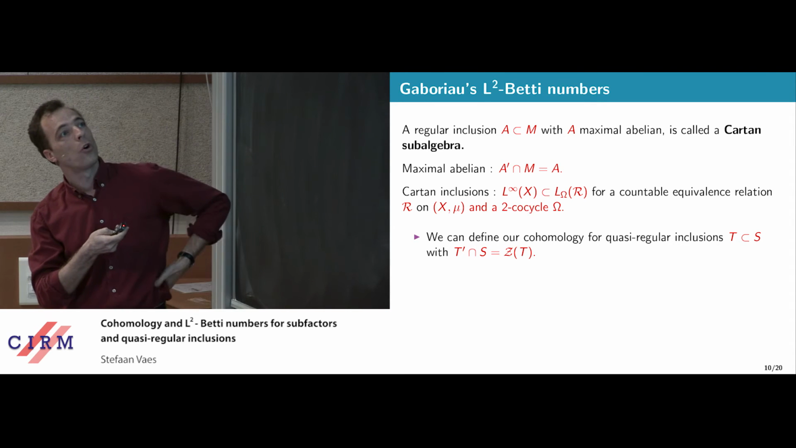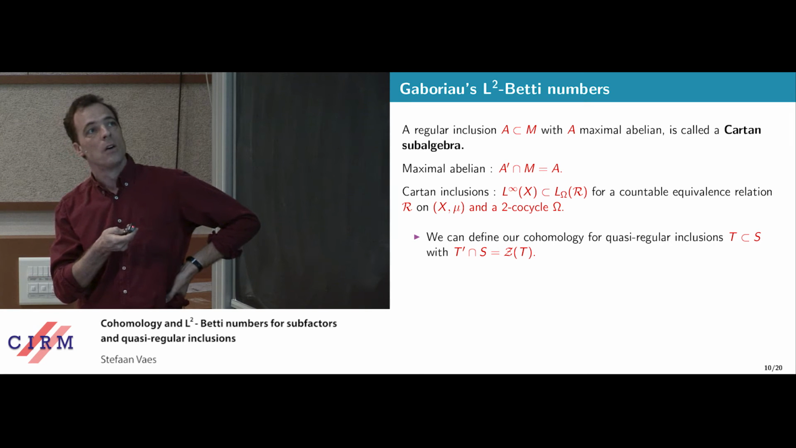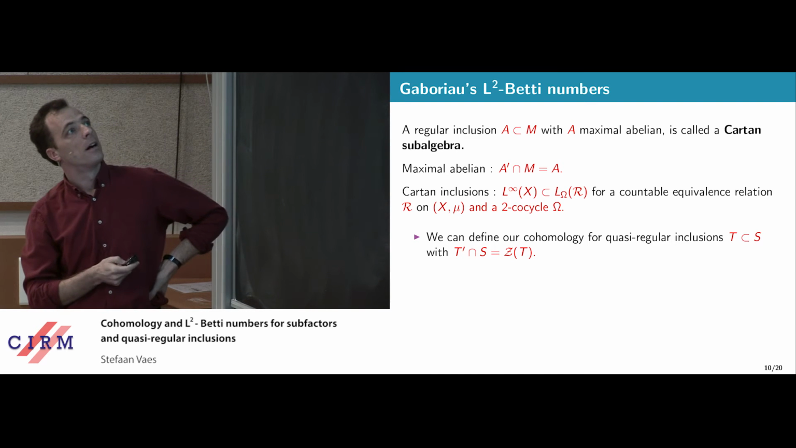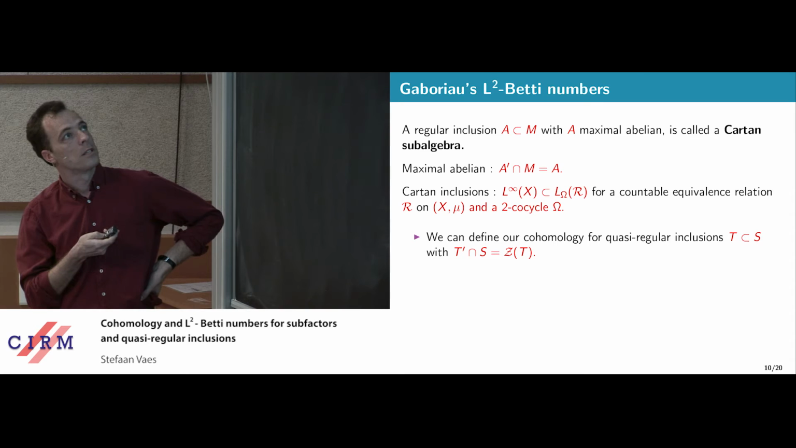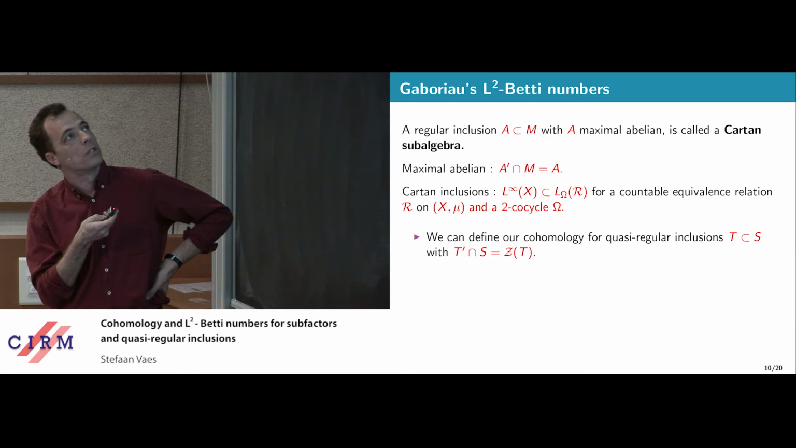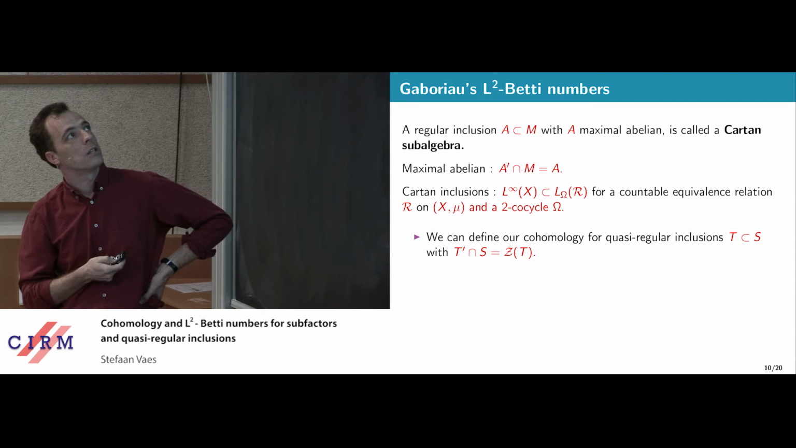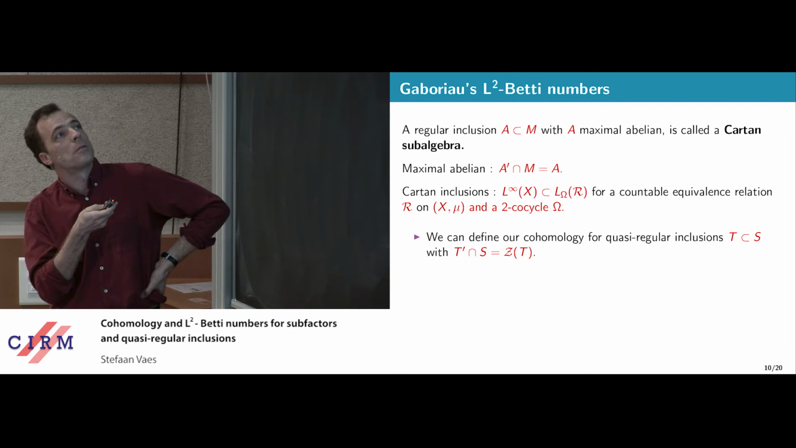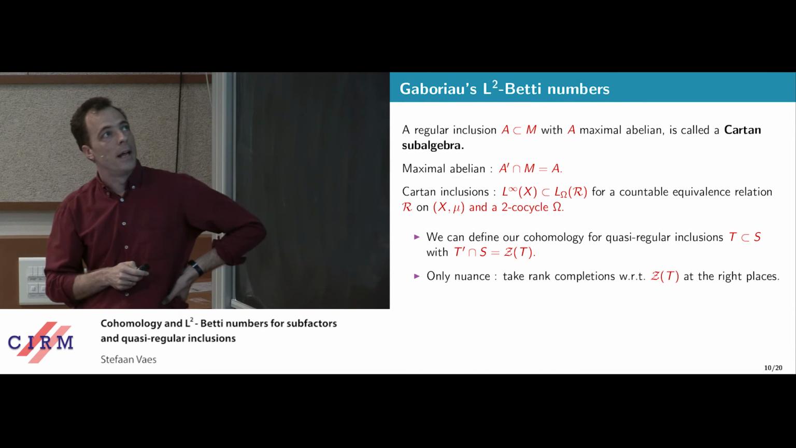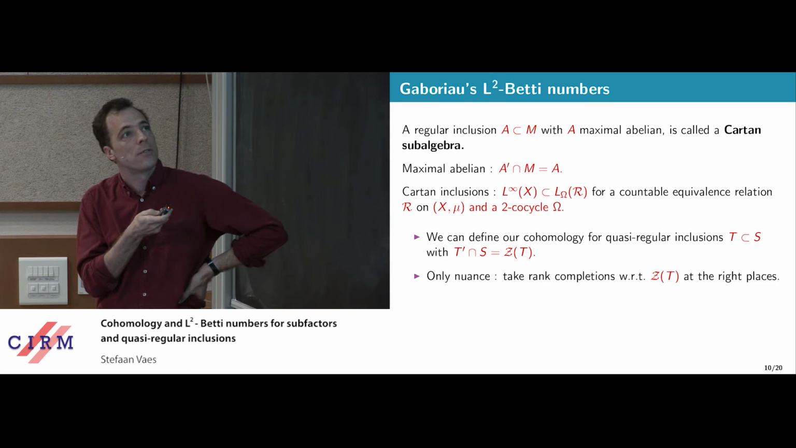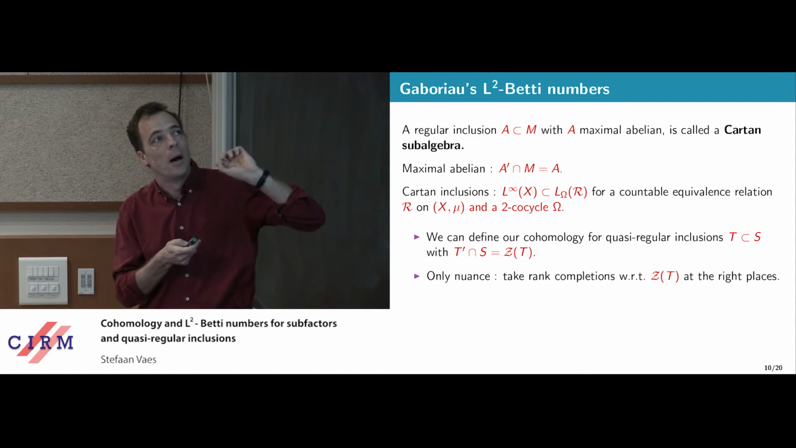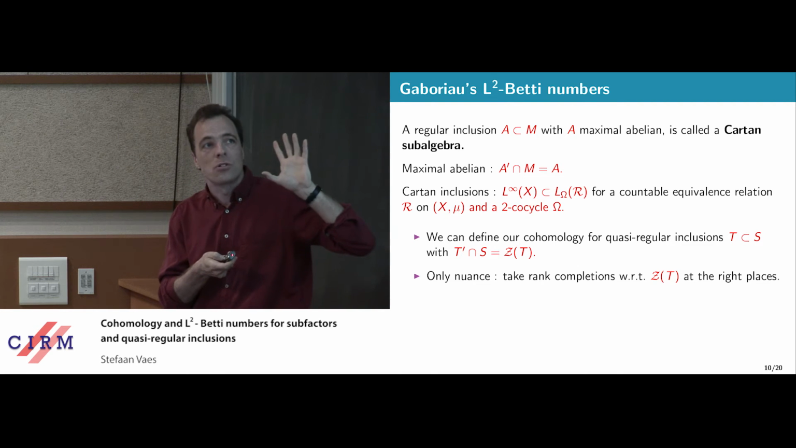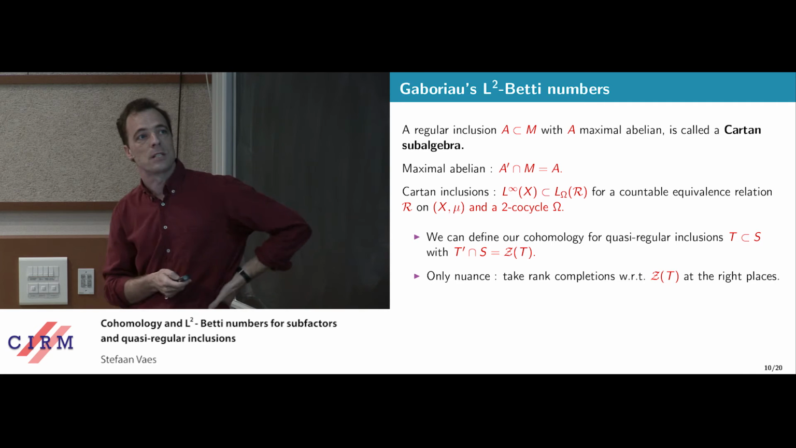Yeah? So that's the good kind of inclusions that covers both what I was explaining before and Cartan inclusions. Well, actually, the whole cohomology theory makes perfect sense for quasi-regular inclusions with this kind of irreducibility assumption. And then it also covers Cartan subalgebras. And to recall, an arbitrary Cartan inclusion is an inclusion of L infinity of X sitting in the algebra generated by a countable equivalence relation, probability measure preserving, maybe twisted by a 2-cocycle. And if you want to define the cohomology theory for such general quasi-regular inclusions, you have to be a bit more careful and take certain so-called rank completions with respect to the center that in the previous slides was trivial.